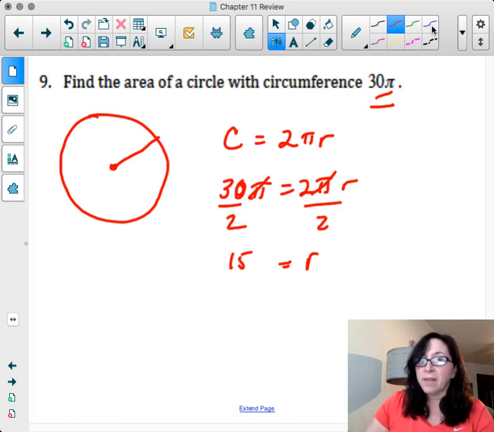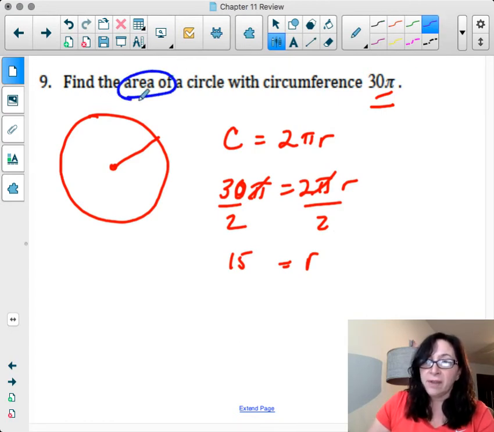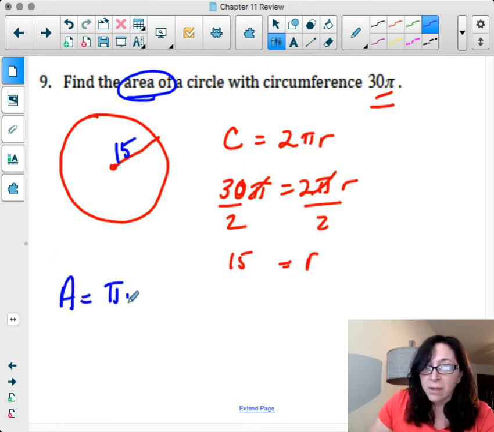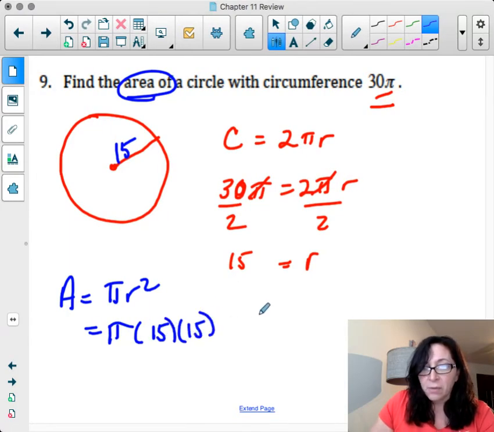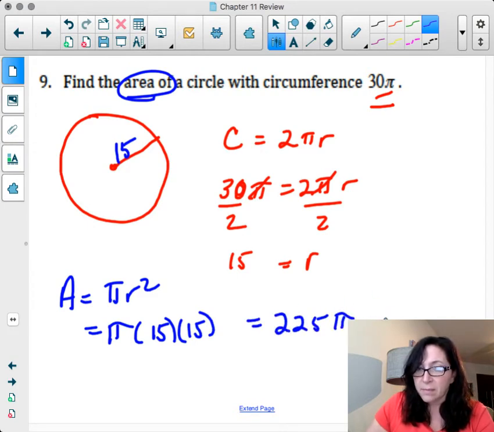Now, that's not the answer to the problem. I still need to find the area. But what that does is it gives me my radius. So then I can say area equals pi r squared. So pi times 15 times 15, which makes 225 pi units squared. So that's my area.